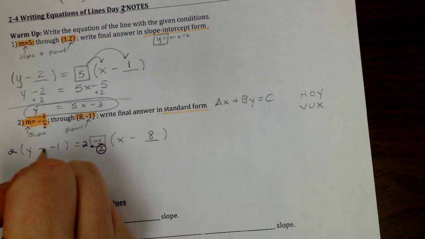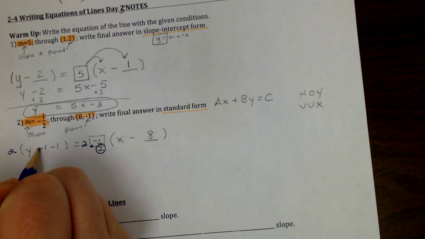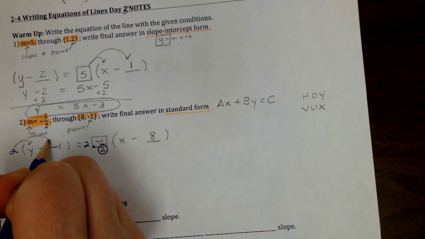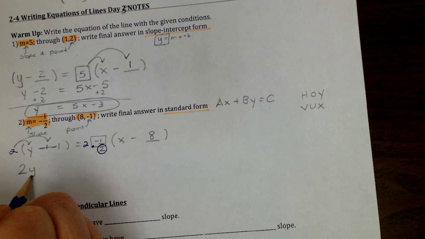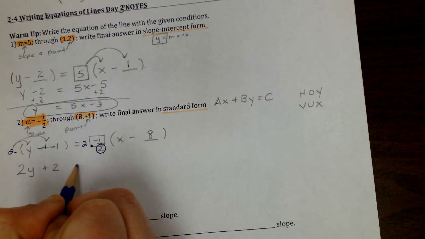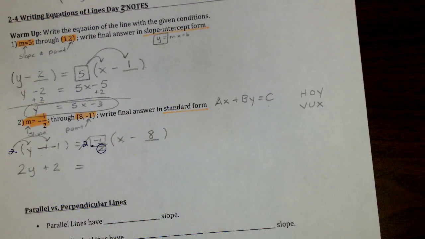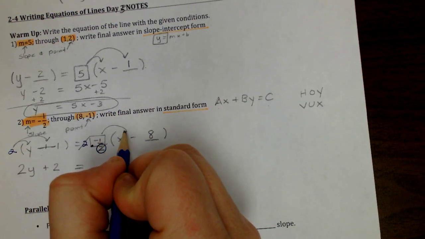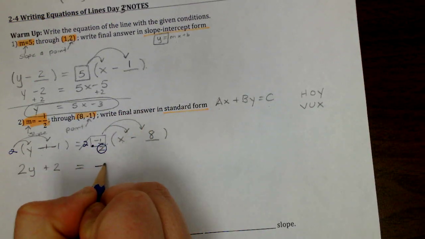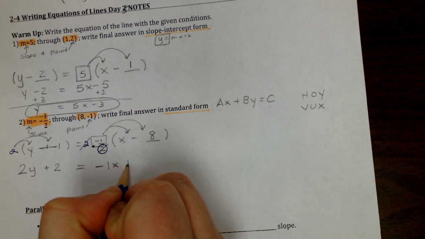And now, remember, negative, negative becomes a positive sign. I can distribute my 2y plus 2. These 2's will cancel. Distribute my -1. Negative times a negative is +8.